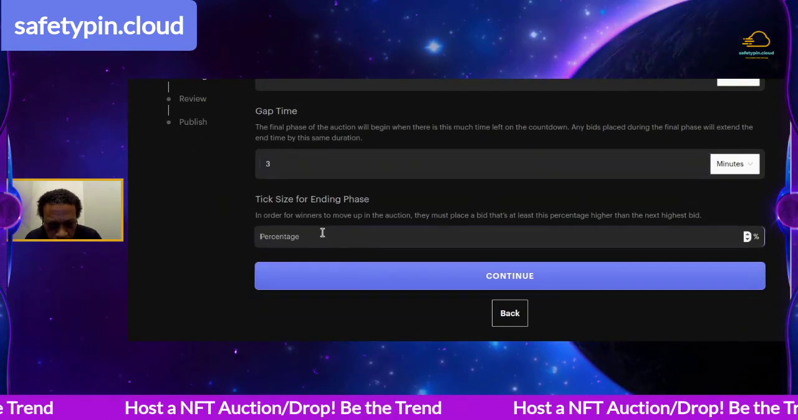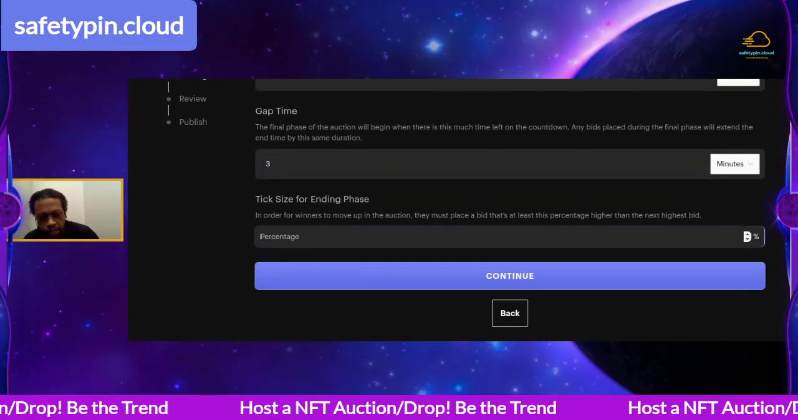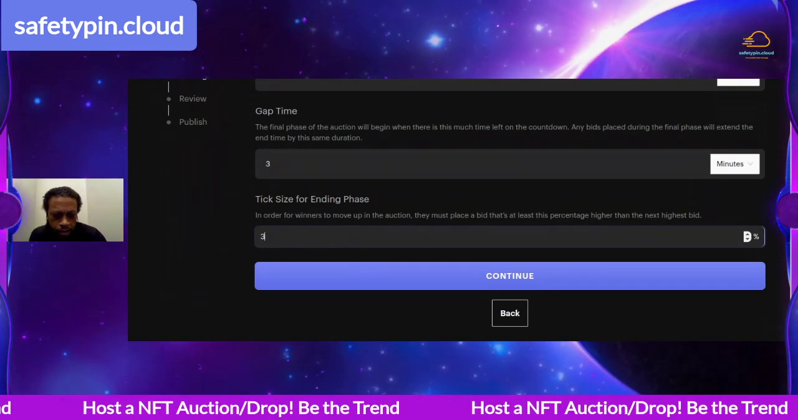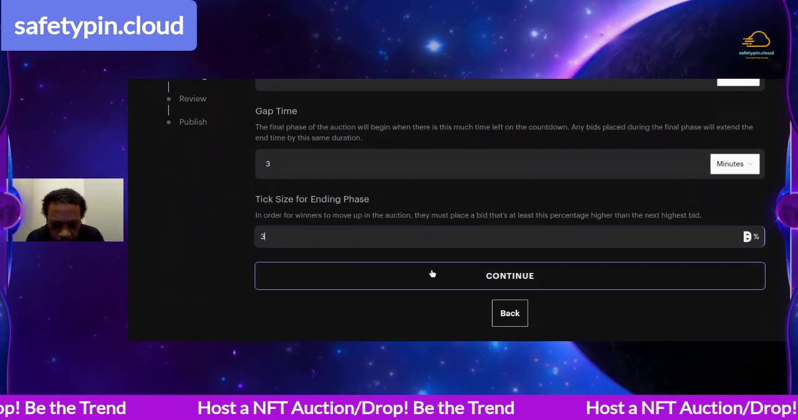And this is the percentage where they have to move up. This is what I was telling you about. So I said they have to move up 2%. Or 3%. And we continue.